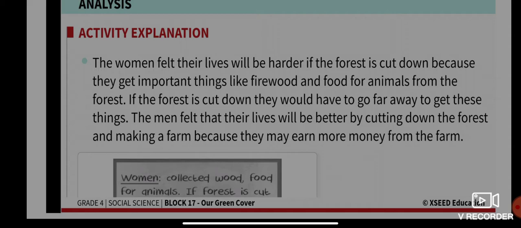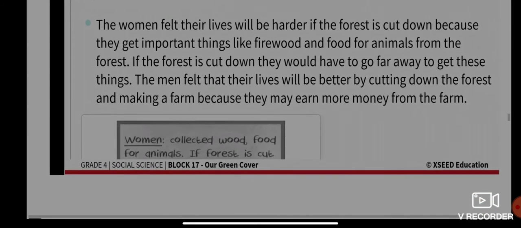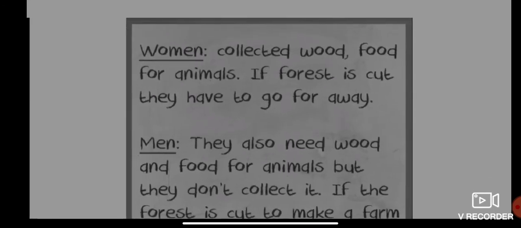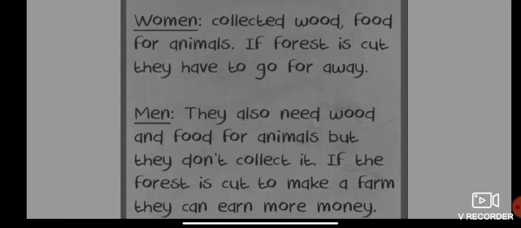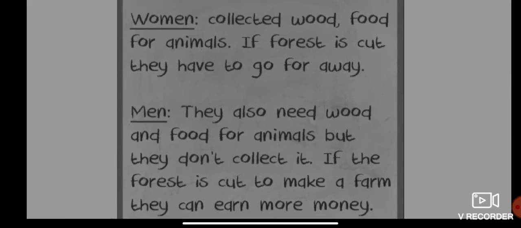That is by cutting down the forest and making a farm, because they may earn more money from the farm. So that is what the men think. Alright. So women, they collected wood and food for animals. If the forest is cut down, they have to go far away. That is the problem they will face if the forests are cut down.